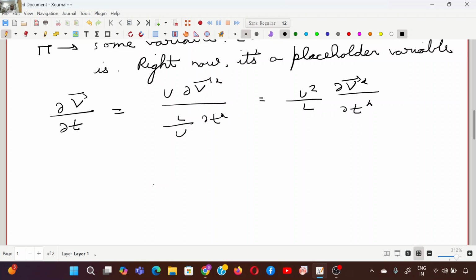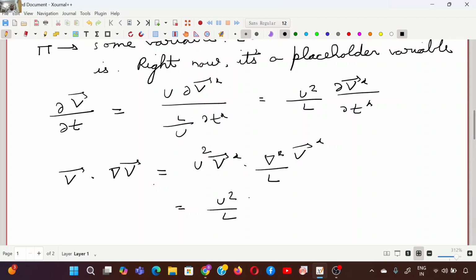So you will get U square by L dou v star by dou t star. Fine. Likewise, v dot del v, how will you non-dimensionalize it? V is what? U v star. What is del? Del is del star by L. And what is again v? U into v star, no? So this is nothing but U square by L into v star dot del star v star.